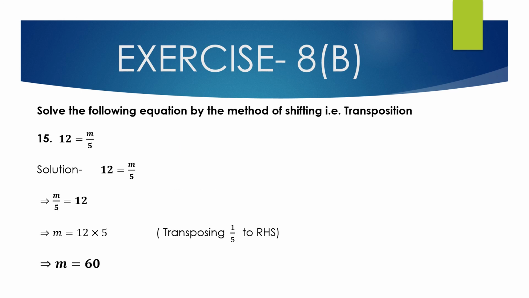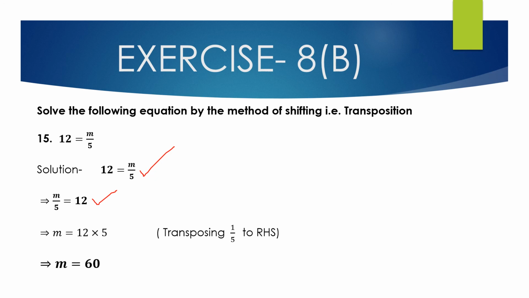Now we solve question number 15. Question number 15 is 12 equal to m divided by 5. This is the equation given and we have to solve the value for the variable m using the method of shifting or method of transposition. We can write m divided by 5 on left hand side and 12 on right hand side. Now we get m divided by 5 equal to 12.